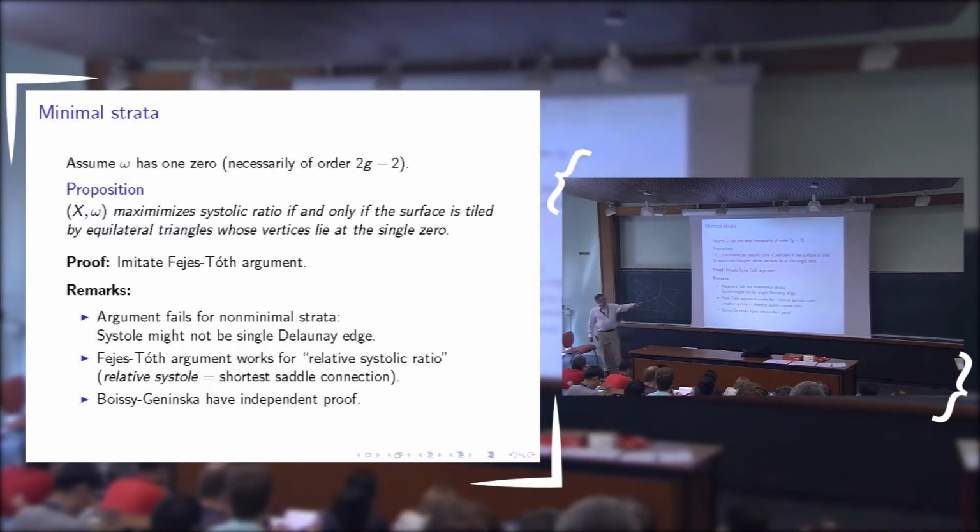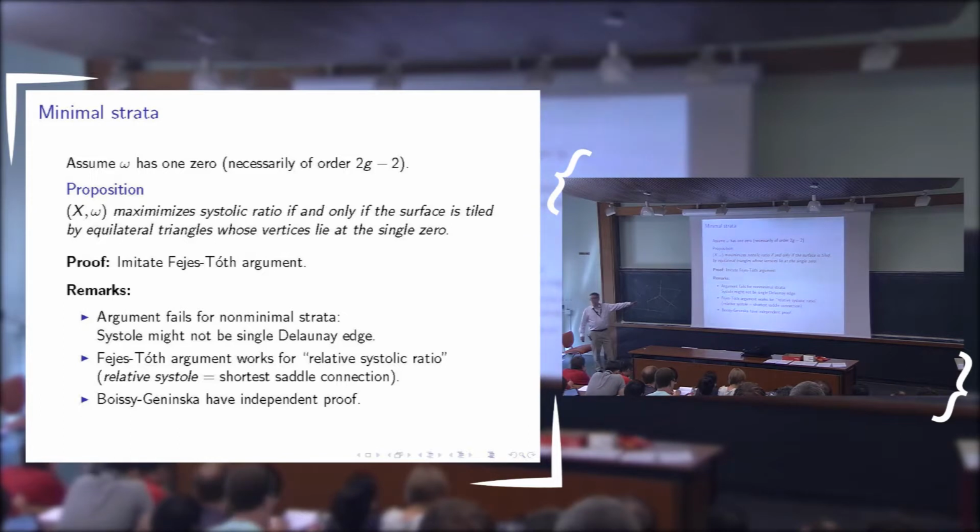And the Fejes Tóth argument does work for this relative notion. If you're just interested in the length of the shortest saddle connection, then you can see that the maximum has to occur if you have equilateral triangles in your Delaunay triangulation. Boissy and Janinska have an independent proof of that for the relative part.